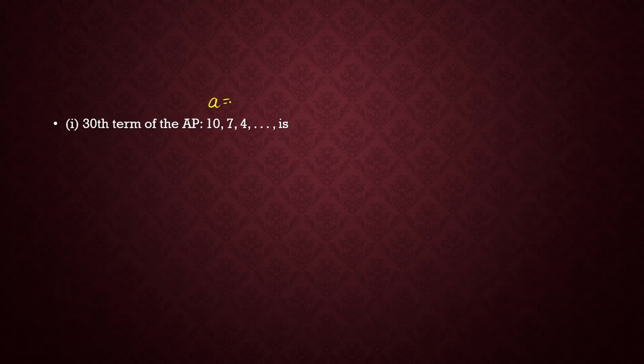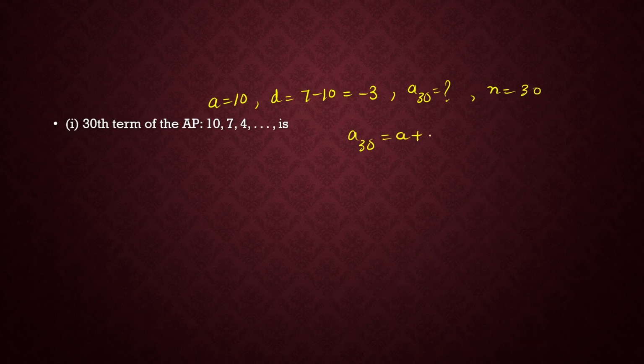Here they have given you the value of A is 10. Common difference is 7 minus 10, that is minus 3. And they've asked you to find the value of A30. So this means the value of N is 30. Right. So A30 is how much? A plus 29D. Okay, solve it by yourself.